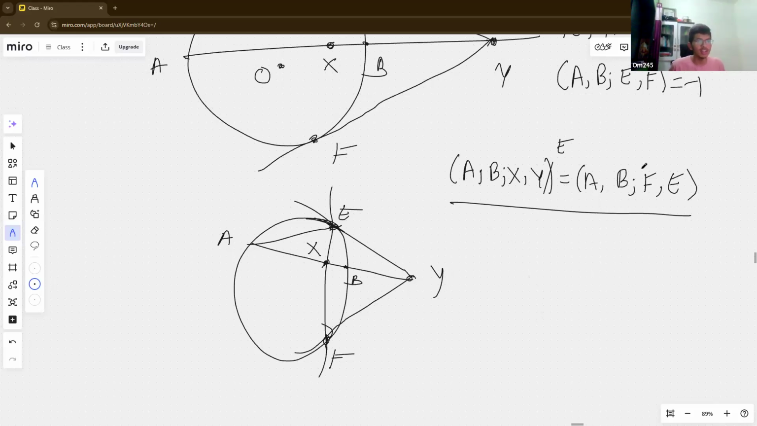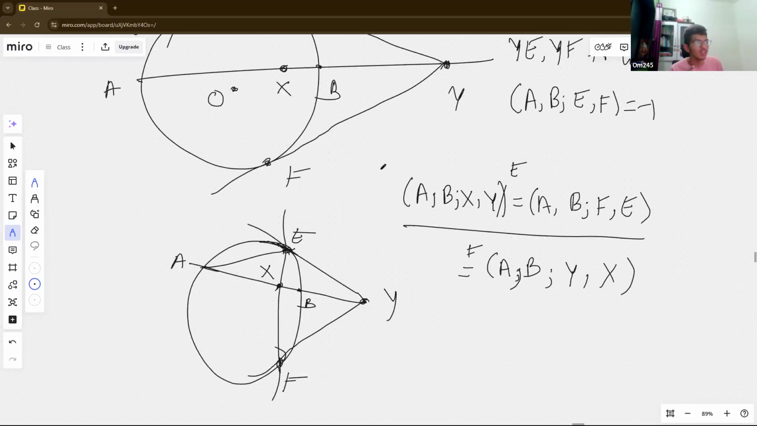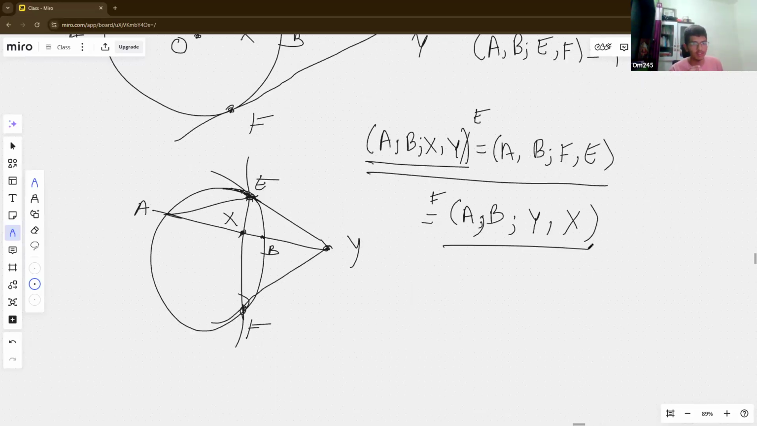Because of projecting Y to the circle, you can consider EF as a tangent, and this is projecting the line to the circle. Now you project from F, not Y. So A goes to A, B goes to B, F goes to Y, and this goes to X, if I did not miss something. Now this is a fact: this is equal to this, basically.